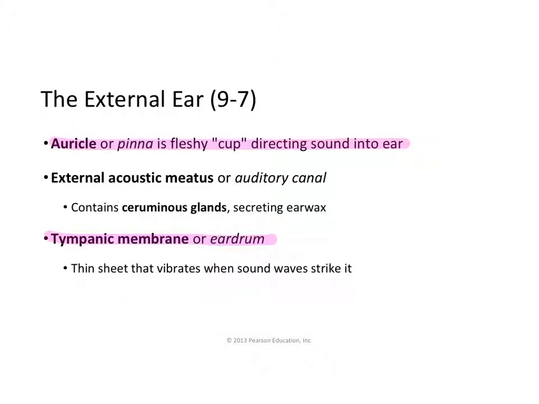The external ear is made up of the auricle, or the pinna, which is a fleshy cup, and it directs the sound into the ear. The tympanic membrane is the eardrum. Make sure you know that. It's a thin sheet that vibrates when sound waves strike it.